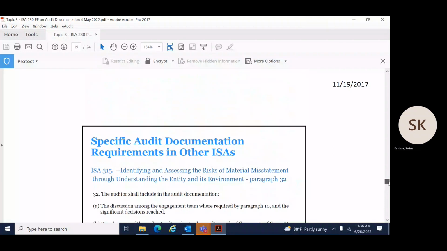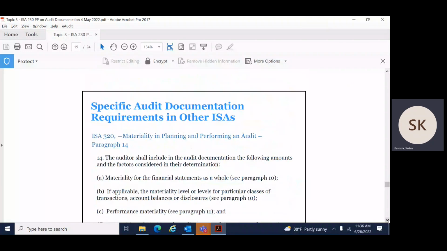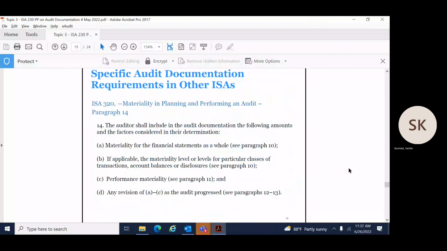ISA 320, materiality in planning and performing an audit. The auditor shall include in the audit documentation the following amounts and the factors considered in their determination: materiality for the financial statements as a whole, and performance materiality. If applicable, the materiality level or levels for particular classes of transactions, account balances or disclosures, determined separately, and the performance materiality.